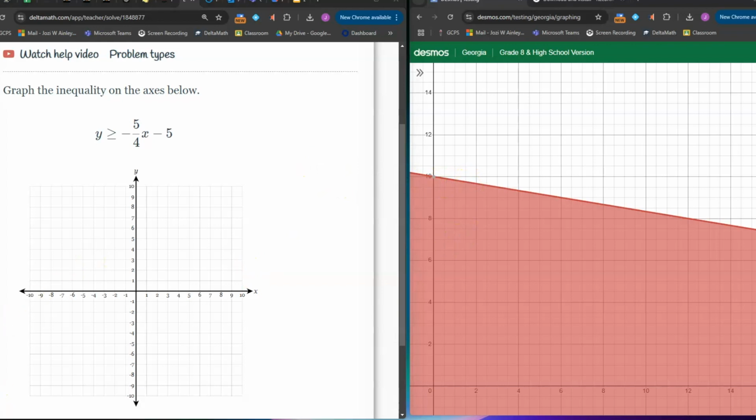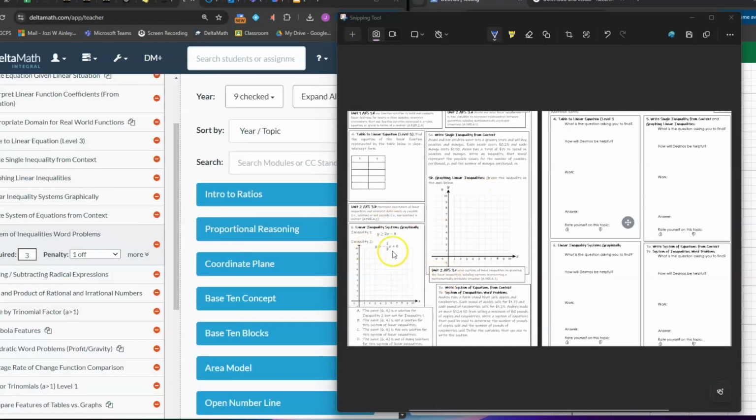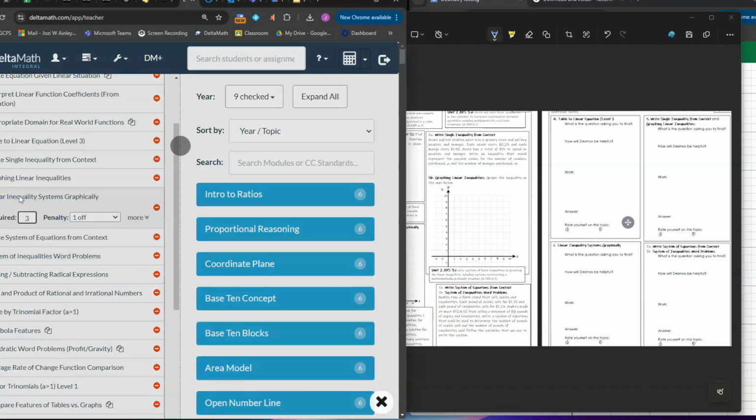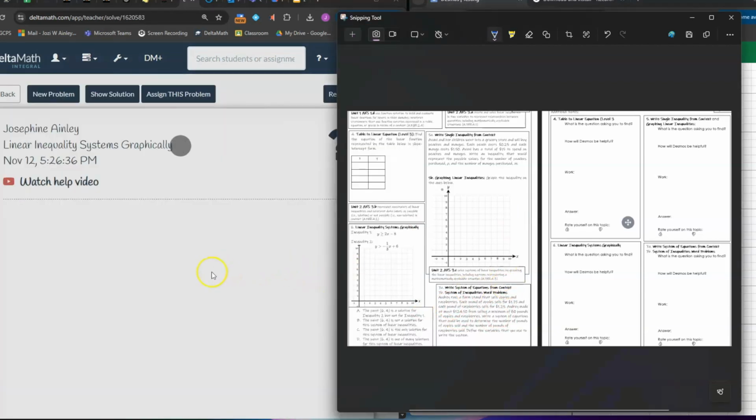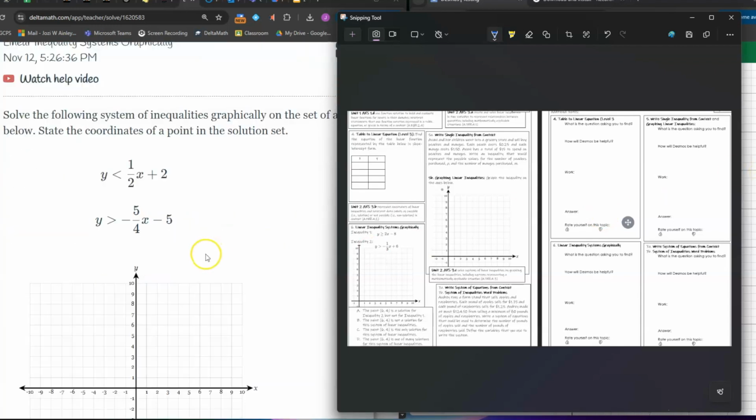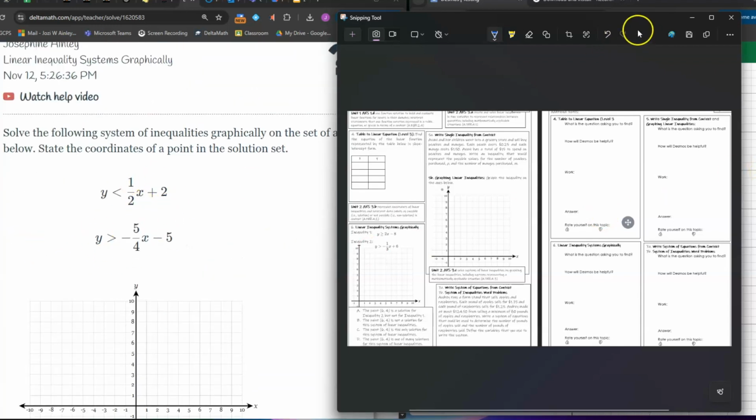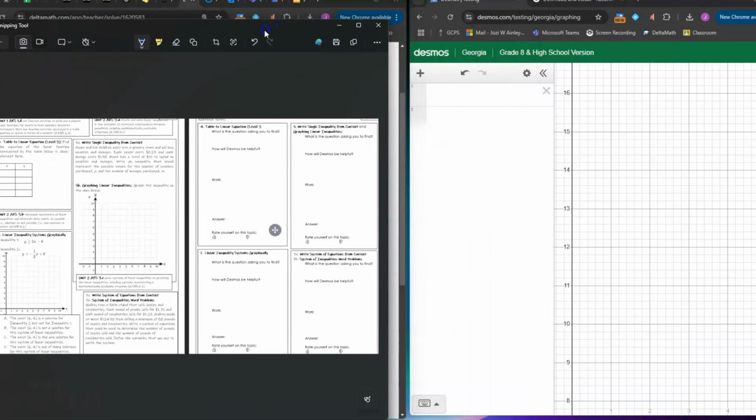Let's practice. All right, so we've already covered this in the previous question that I just did, so I'm going to cover it again just to make sure you're okay. So this one is linear inequality system graphically. So I go to that one. And all you're doing for this one is putting it in the calculator just like I did in the last problem. So I'm not doing that question. I'm going to do the one in your notes.